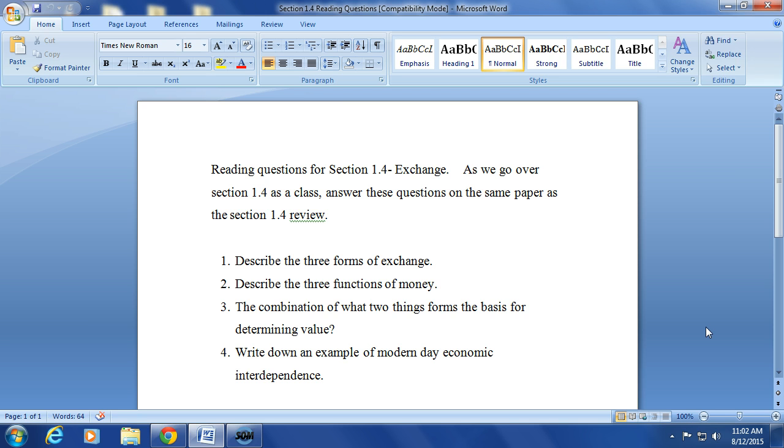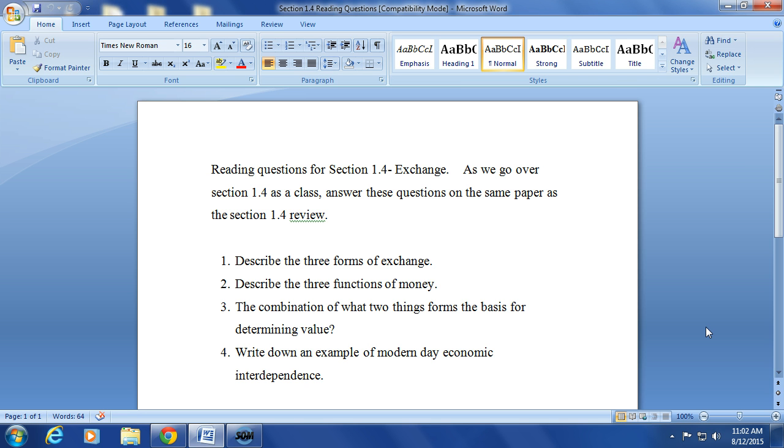All right, so for number 3, it says the combination of what two things forms the basis of determining value. If you look on page 17, there are two things that determine value. The first thing, ladies and gentlemen, is what's called utility. Utility is another name for usefulness. It's another name for happy points, as I sometimes hear economists call them. If something has utility to you, it is useful. It gives you pleasure. So you can think of some things in your own life that give you utility.